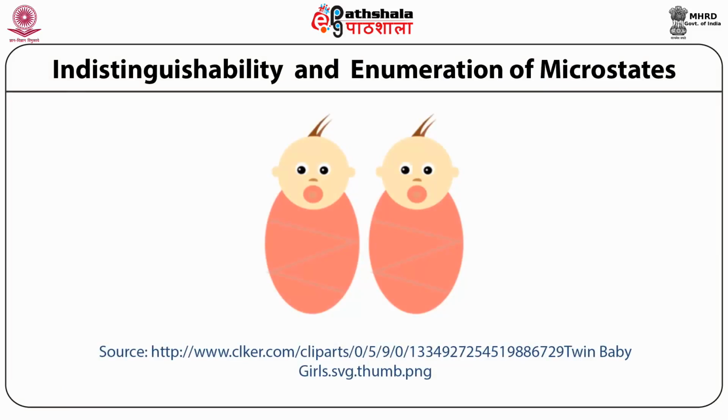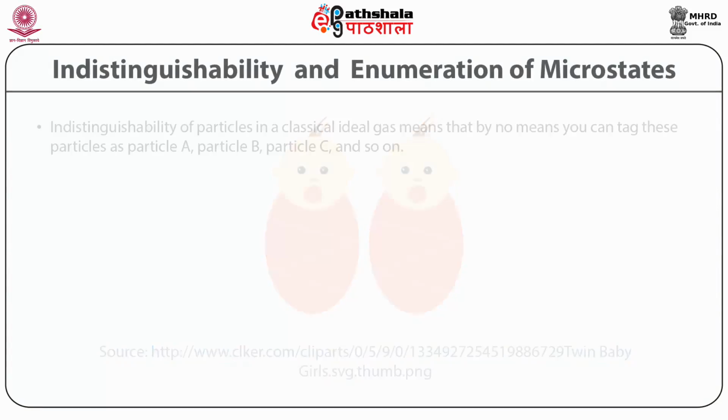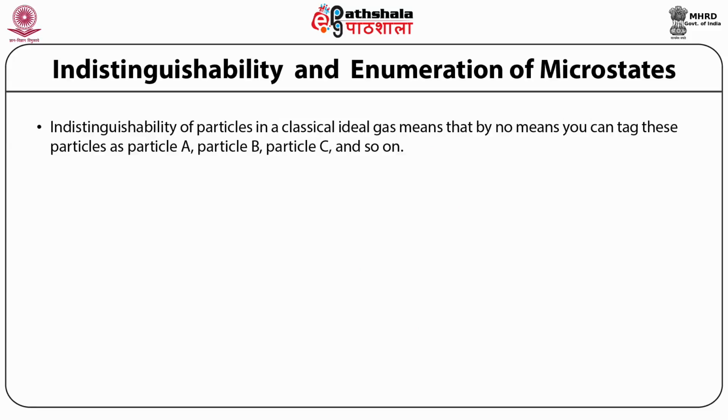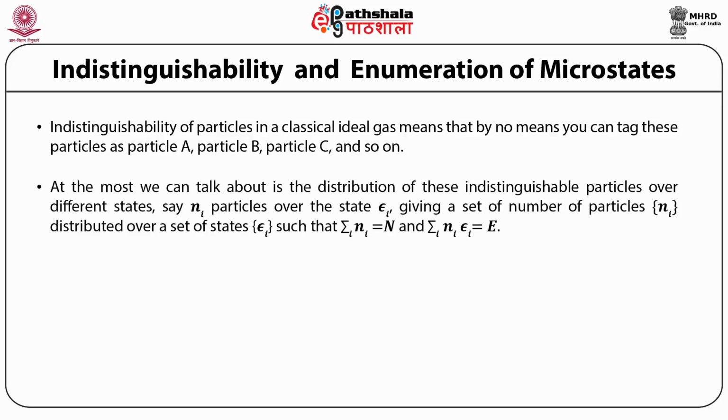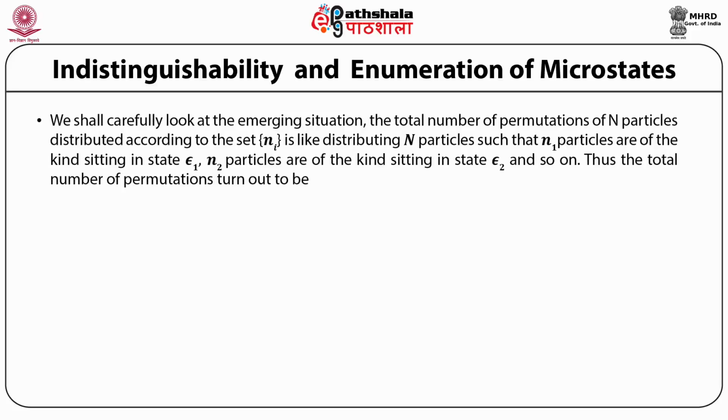Indistinguishability and enumeration of microstates. Indistinguishability of particles in a classical ideal gas means that by no means you can tag these particles as particle A and particle B and particle C and so on. At the most we can talk about is the distribution of these indistinguishable particles over different states, say Ni particles over the state epsilon i, giving a set of number of particles Ni distributed over a set of states epsilon i such that summation over i Ni is equal to capital N and summation over i Ni epsilon i is equal to E. We shall carefully look at the emerging situation.